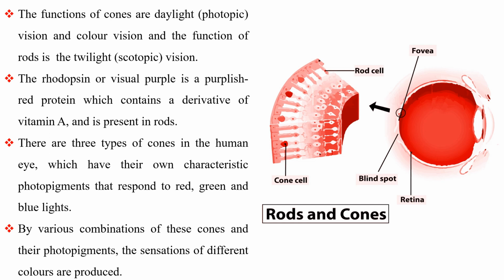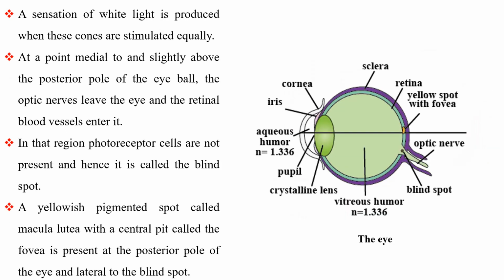Rhodopsin, or visual purple, is a purplish red protein which contains a derivative of vitamin A and is present in rods. There are three types of cones in the human eye which have their own characteristic photopigments that respond to red, green, and blue lights. By various combinations of these cones and their photopigments, the sensations of different colors are produced. A sensation of white light is produced when these cones are stimulated equally.